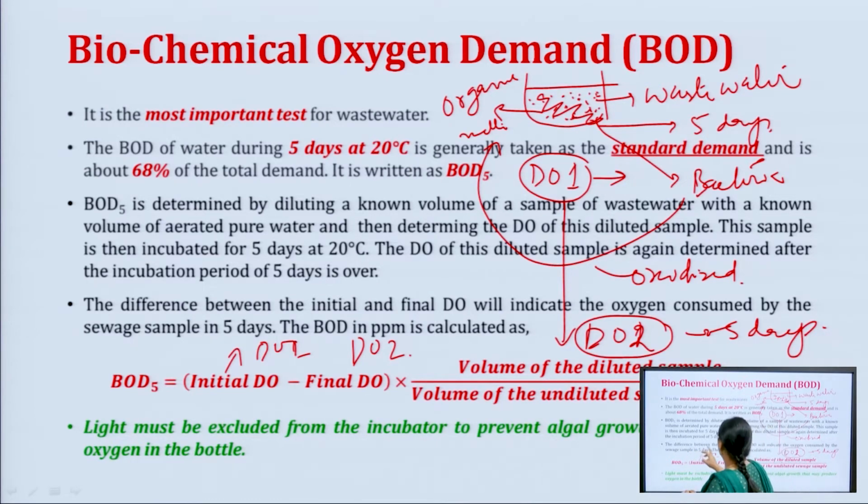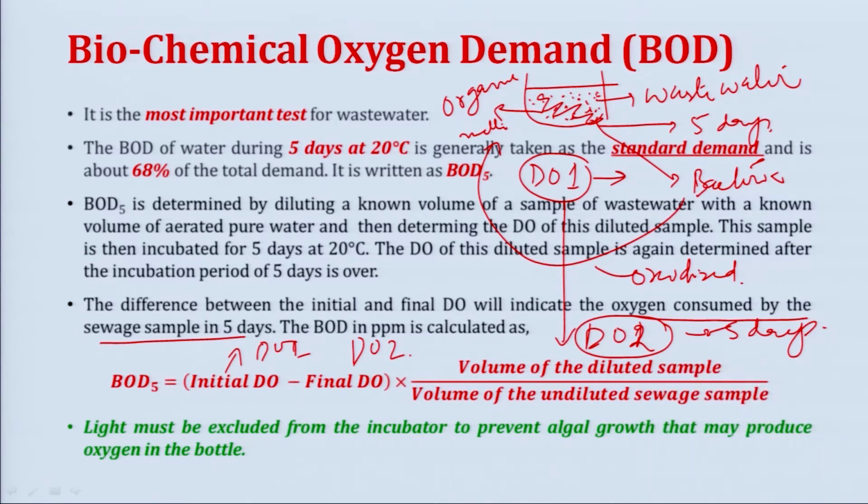So, the difference between the initial and the final DO will indicate the oxygen consumed by the sample in 5 days. BOD in ppm is calculated as BOD 5 equals initial DO minus final DO, multiplied by the volume of diluted sample divided by the volume of the undiluted sample.